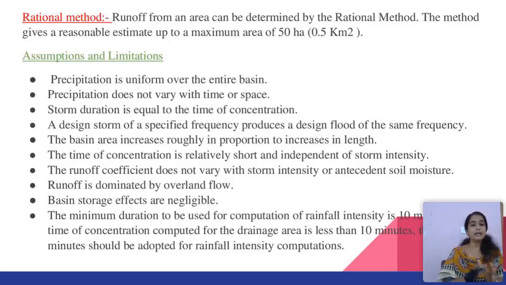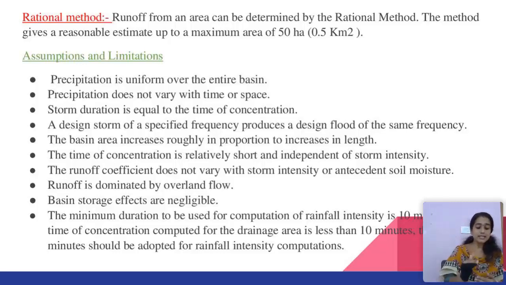Then, the assumptions and limitations of this rational method. Precipitation is uniform over the entire basin. This is the first assumption, that is, the rainfall is uniform over the entire basin. For whatever catchment area we are considering for designing a sewerage system, in that particular area we are assuming that the rainfall intensity is uniform. That is not correct, as we already know, because the rainfall categorization and rainfall intensity are different for a particular area.